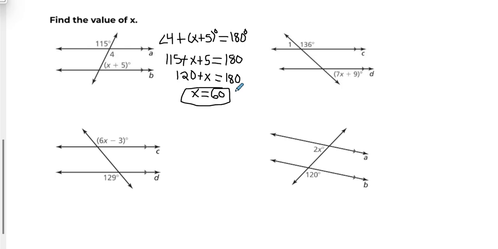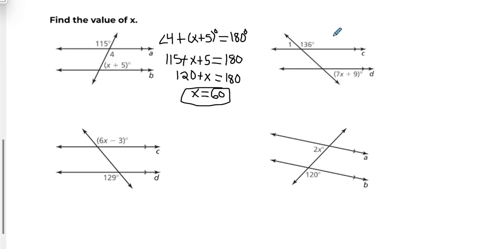So, top right example, right here, I have to figure out how am I going to figure out x. And you have a couple of options. The first thing I notice is that angle 1 and this 136 degree angle, well, those two angles form a linear pair. So 180 has to be the sum of both these angles. So what's 180 minus 136, and that's going to give me my measurement of angle 1.